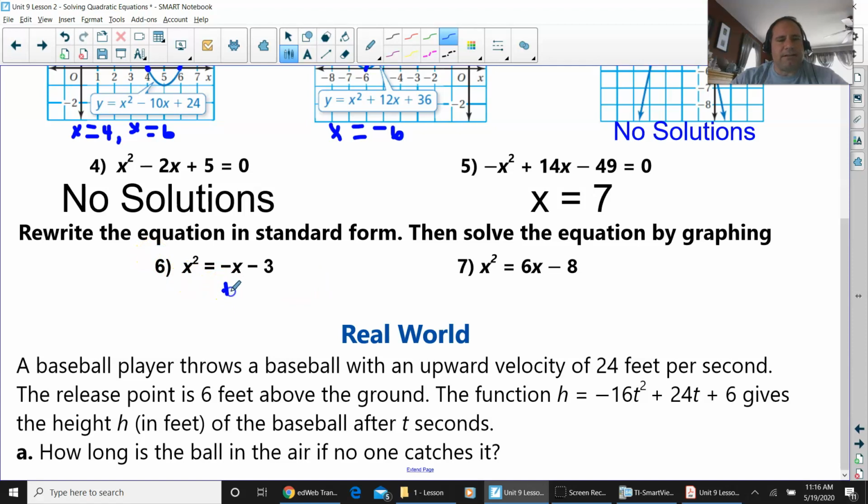So I'm going to add x on both sides, and I'm going to add 3 on both sides. And at the end here, I'm going to get standard form, rewrite the equations, then solve the equation by graphing. It is this, x squared plus x plus 3, and equals 0. So that is standard form.